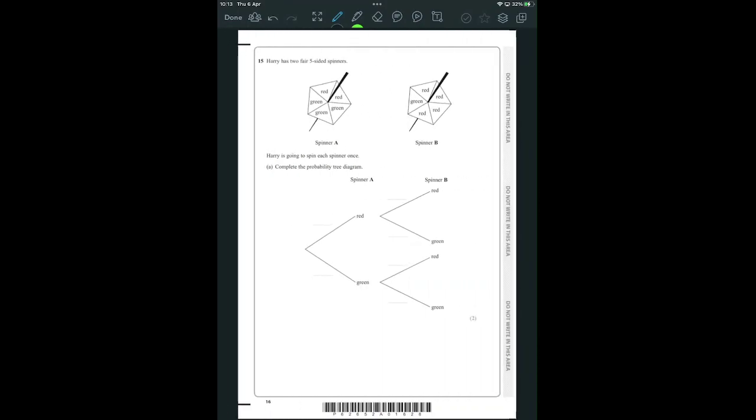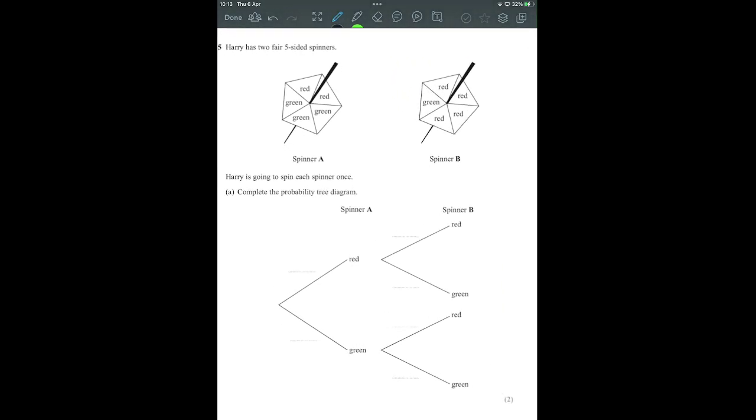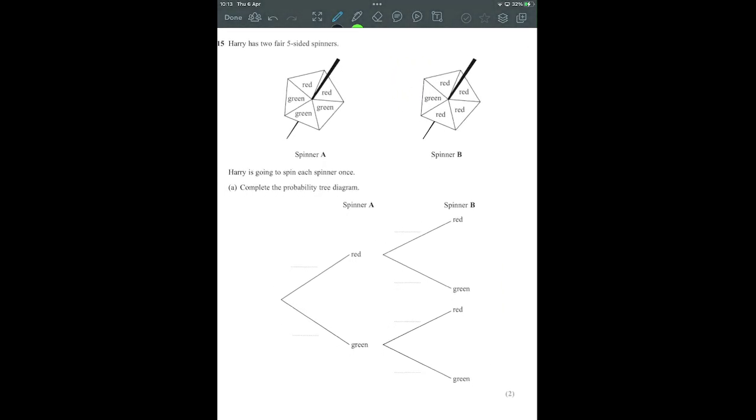15, probability. We have two fair spinners. So the fact they're fair means each of these sections has a 1 in 5 chance. We're going to spin each once, and we're going to complete the tree diagram.